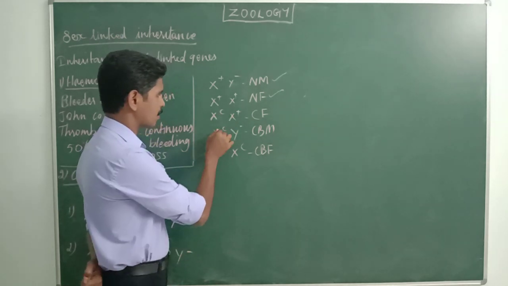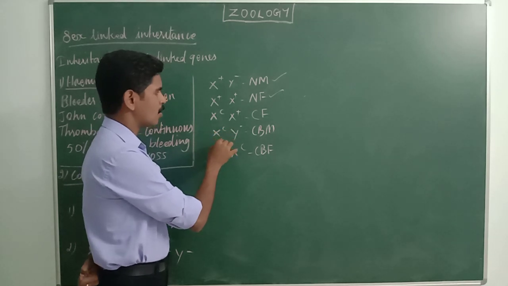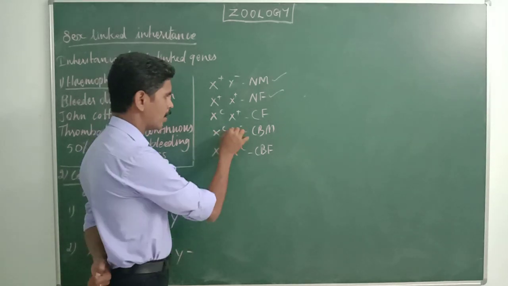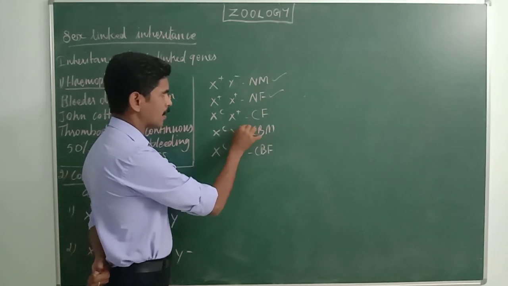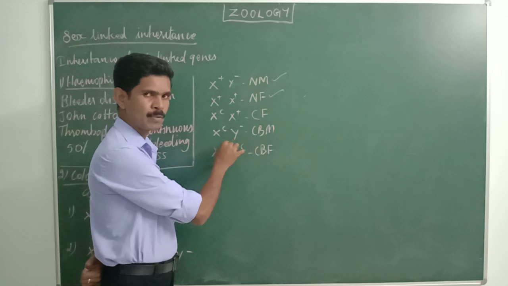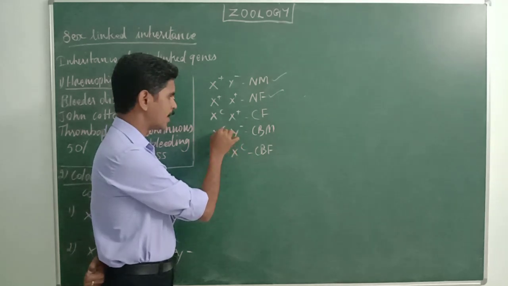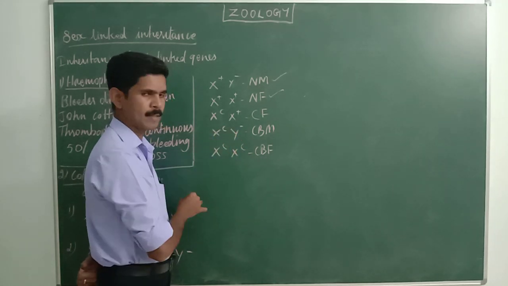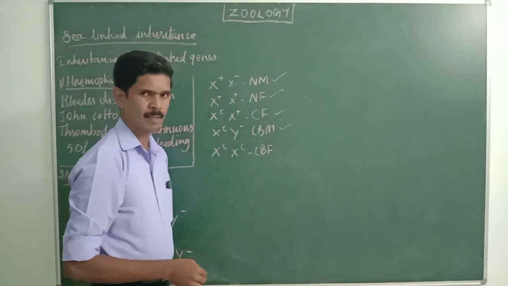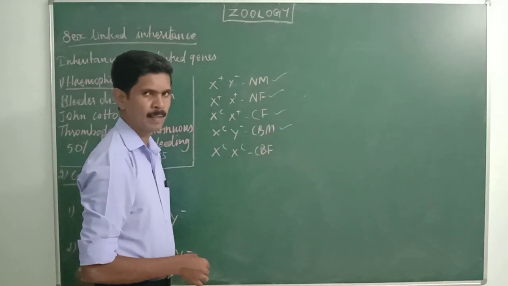Then next, one X chromosome has the color blindness condition and the Y chromosome is in normal condition. So X and Y are the male chromosomes. Here the X chromosome is damaged, so that person is a colorblind male.